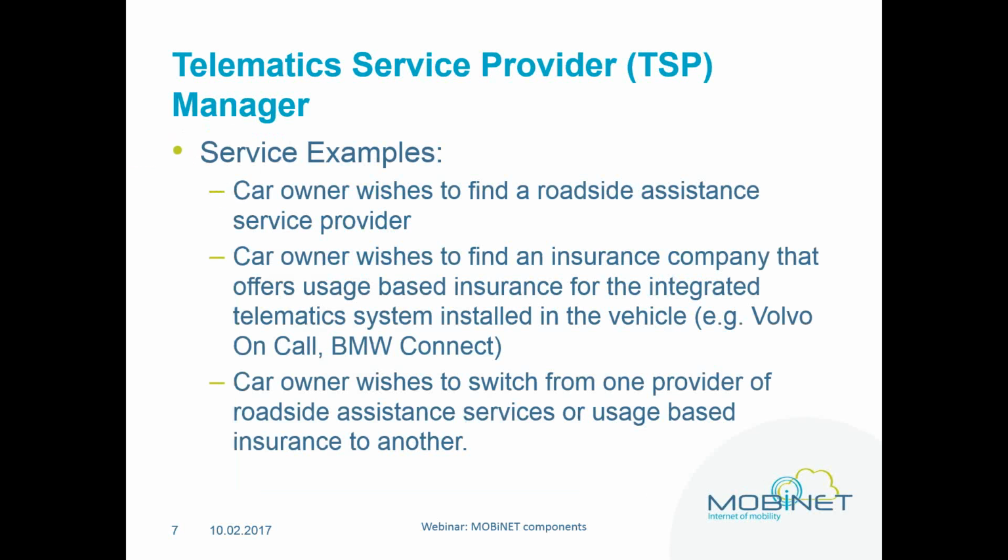So, for example, the car owner is looking for a roadside assistance service provider. That customer, using the MOBi agent and the service directory, finds who is available, who can provide the services for that particular device. A car owner would like to find insurance that is offered for that device, whether it's a Volvo On Call system, BMW Connect, whatever type of system it is. That customer is able to use the MOBi agent to discover using the service directory.